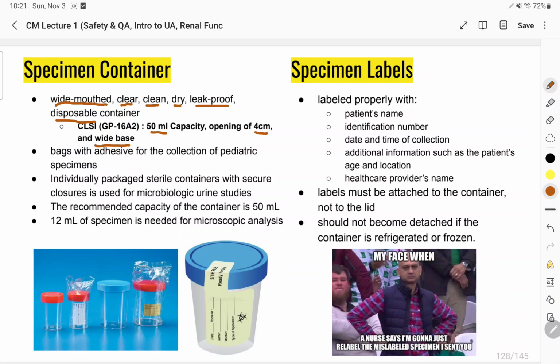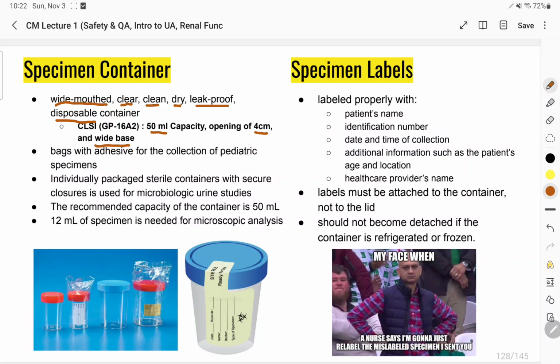So for microbiologic urine studies, we have individually packaged sterile containers with secure closures. Okay? So one example, kaning blue, sterile, ready for use. Also, the recommended capacity is 50 ml. And for microscopic analysis, transfer ka sa tube is 12 ml of specimen. Okay? And after centrifugation, and then nagdecant na ka, around 0.5 ml ang mabilin for microscopic examination of that sediment.